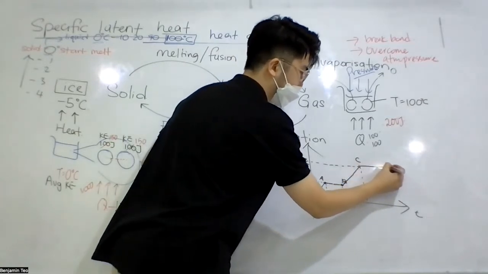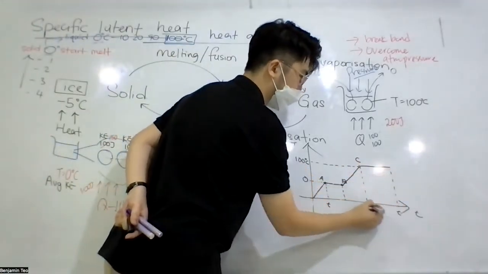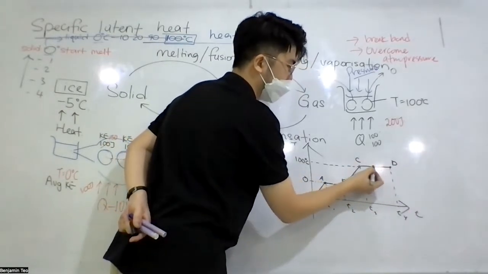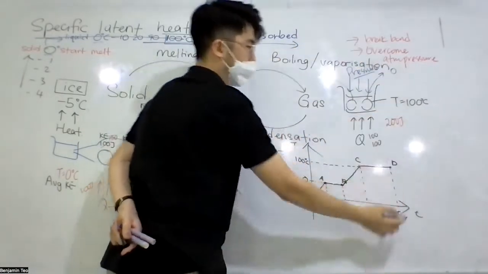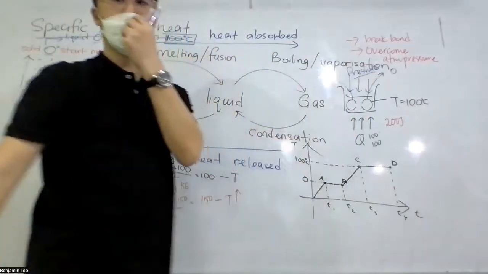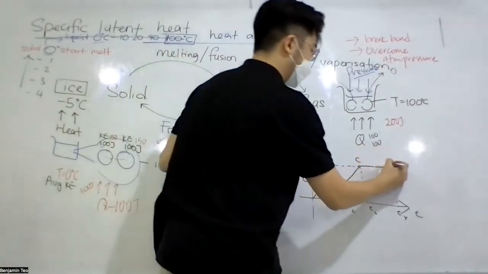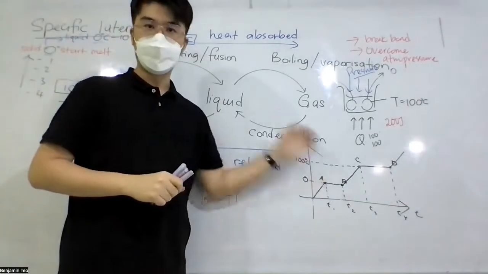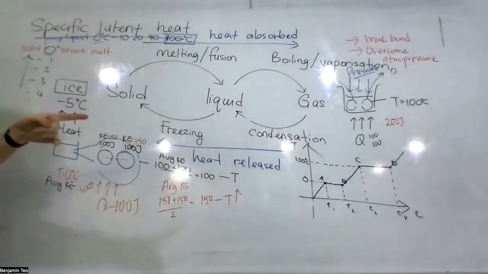Then here, boiling, until here is a mixture of liquid and steam. D is already become steam, already become vapor. Once this has become vapor already, continue to heat. If you are able to capture the steam, then the steam will again continue to rise in temperature. Okay, this is the heating curve of whatever substance in general, like this.